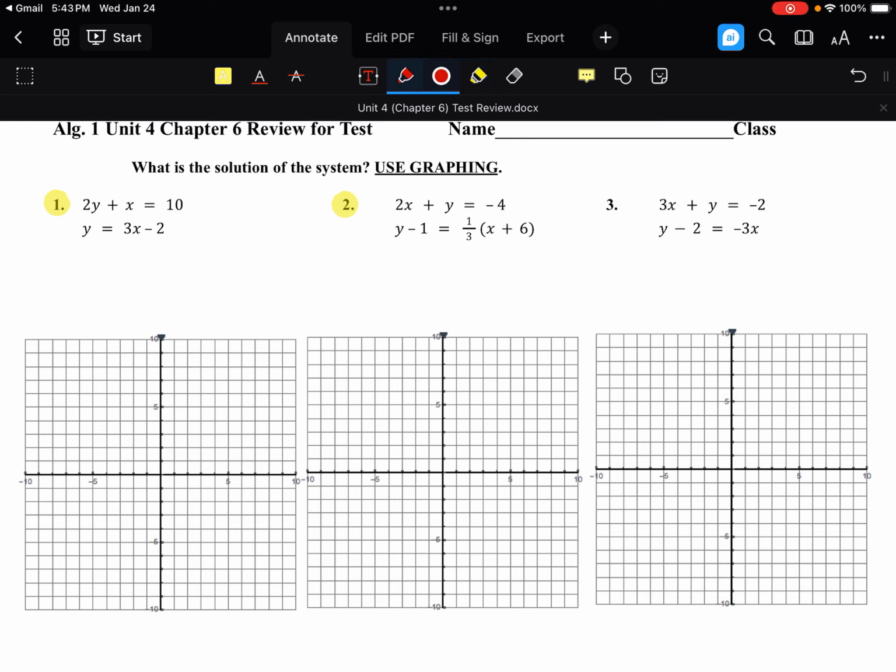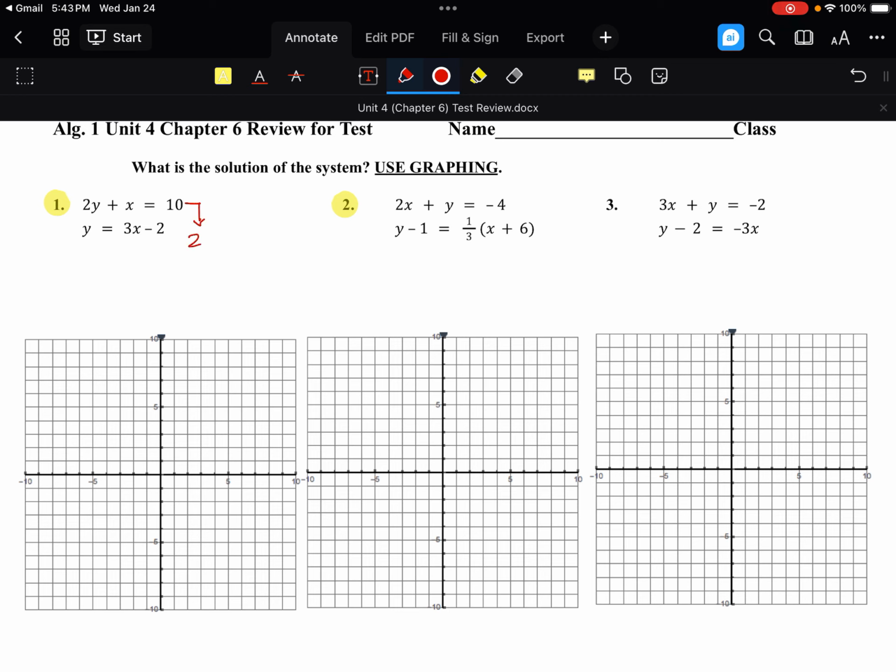We've got a system of equations here that we've been asked to solve by graphing. You've got 2y plus x equals 10 and y equals 3x minus 2. The first equation is not in slope-intercept form, but the second one is. So before we do anything else, let's go ahead and rewrite this first equation in slope-intercept form.